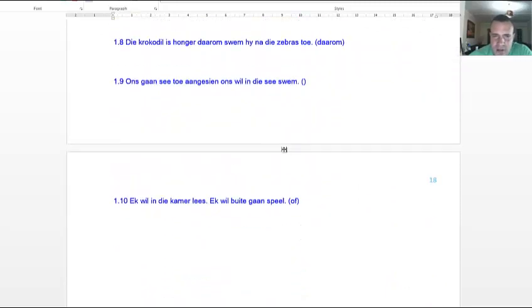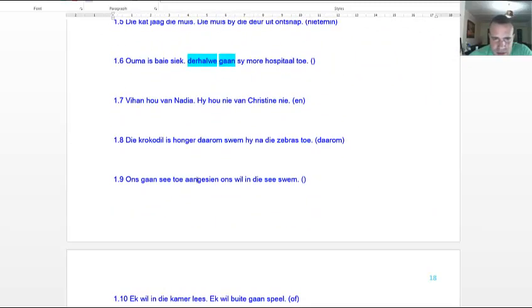So here we have another example. Okay, so here we put aangesien in. Ons gaan see toe aangesien. Okay, now you go, okay, this is group 3. I need to take my verb 1 there. I need to move it. Wil is a helping verb. So I can only move it until it bumps onto the main verb at the end.